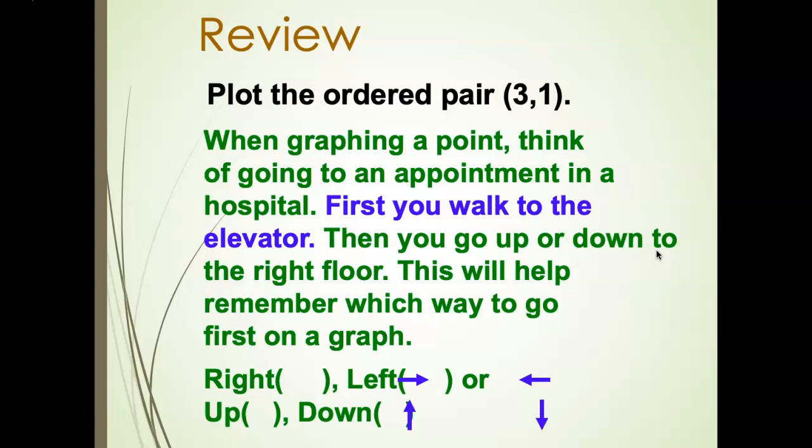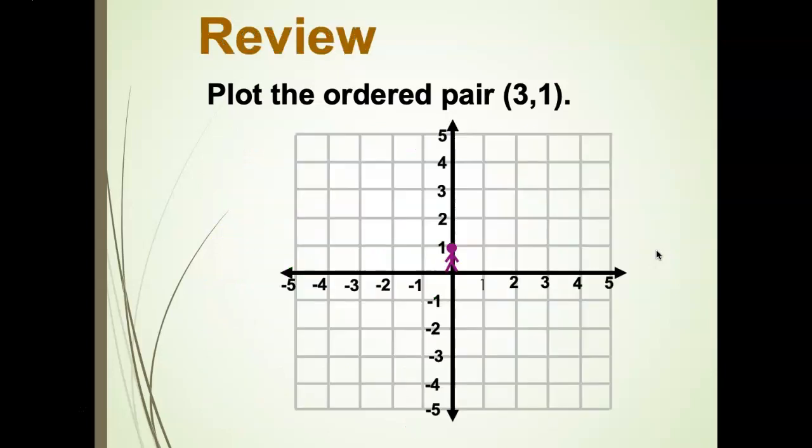So plot the ordered pair 3, 1. So we are going to pretend that the point is a person. So the first one, it's like a person going to an elevator. So the person is going to go 1, 2, 3 units, and once the person is inside the elevator, that means it's going to move up by 1 level. So the point will be there. So that's the ordered pair 3, 1. Okay, be careful because it went to the right because it's a positive, and it went up because it's positive.